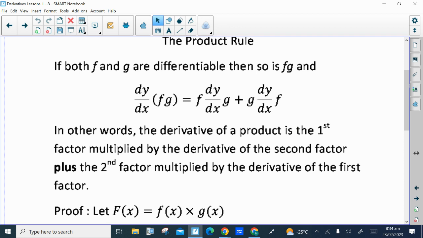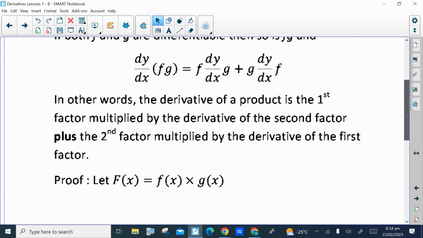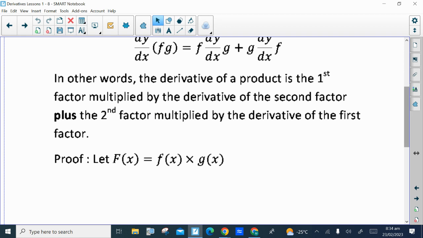And in this case, it doesn't really matter what order you do these two steps in. You can take, as your first step, the second function and the derivative of the first, and then add the first function times the derivative of the second. It doesn't matter. Okay? But that's what we use to differentiate a product. So in other words, the derivative of a product is the first factor multiplied by the derivative of the second factor plus the second factor multiplied by the derivative of the first factor. So we're going to prove this.